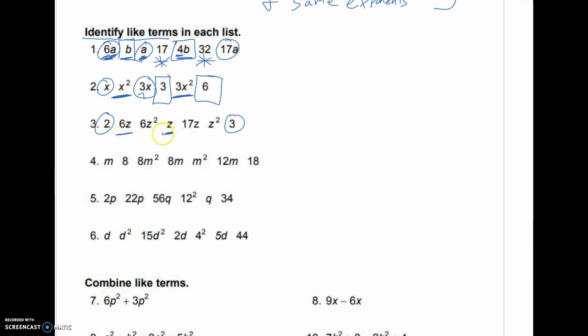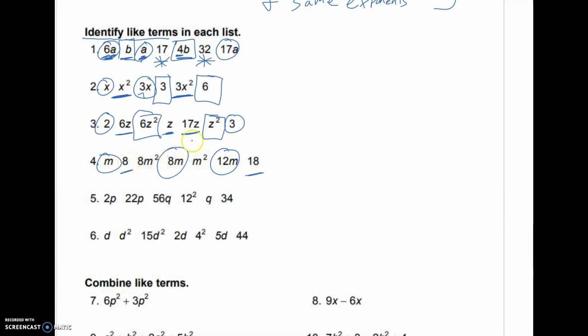6z, z, and 17z. They each have z, and they each have no exponent. And then 6z squared and z squared both have z, both have an exponent of 2. M and 12m, they both have an m, no exponent. 8 and 18, no variable, no exponent.